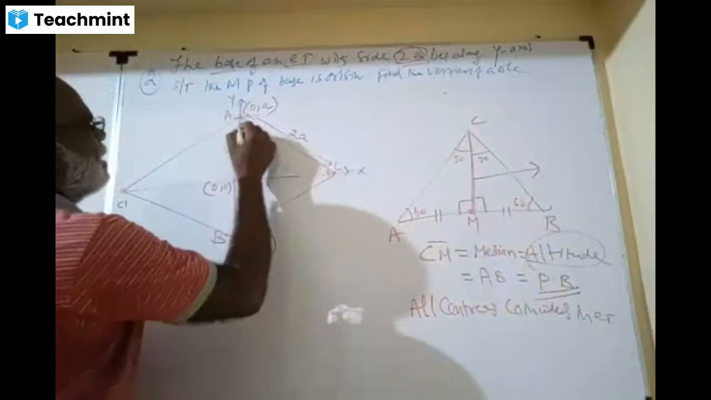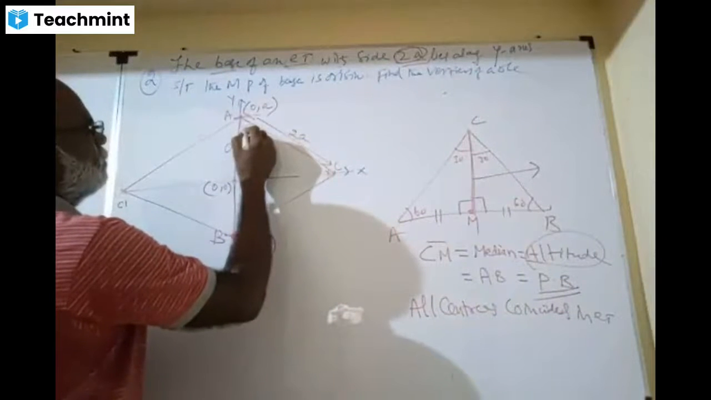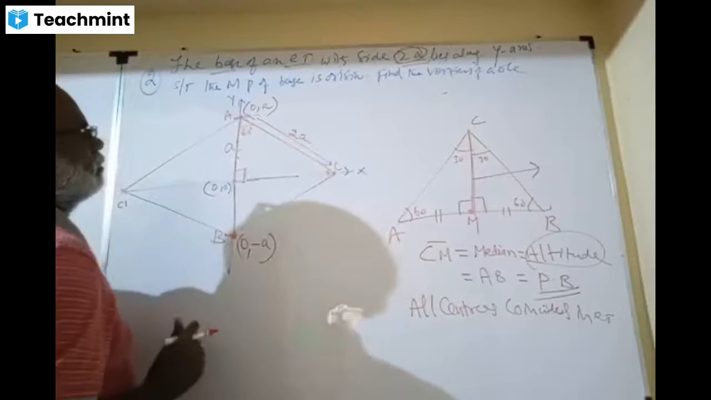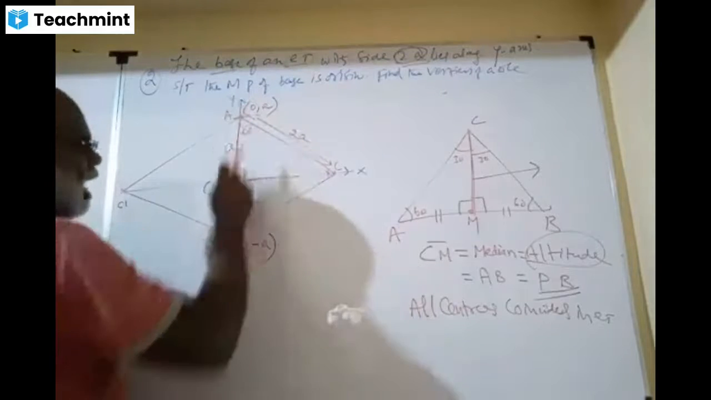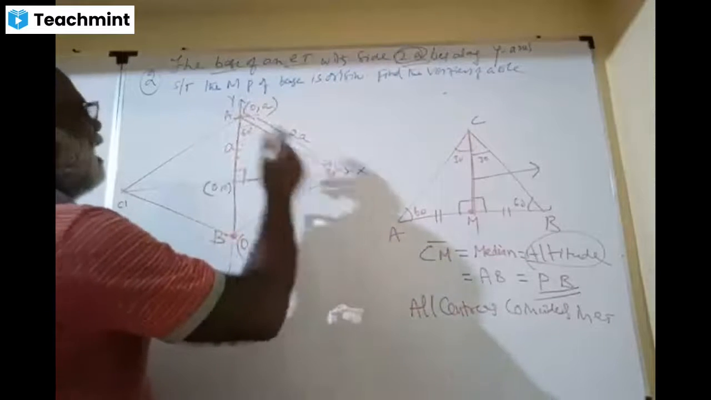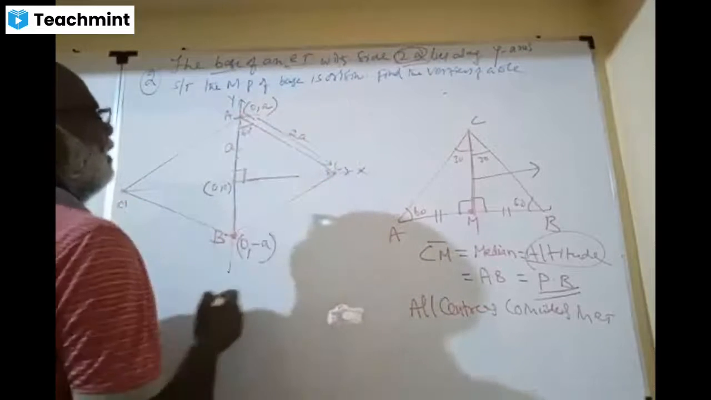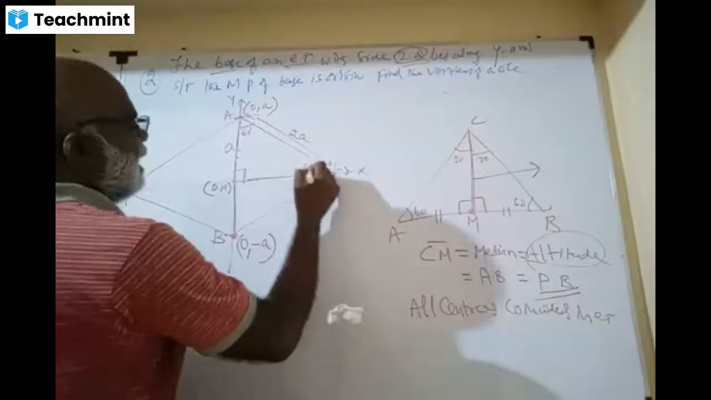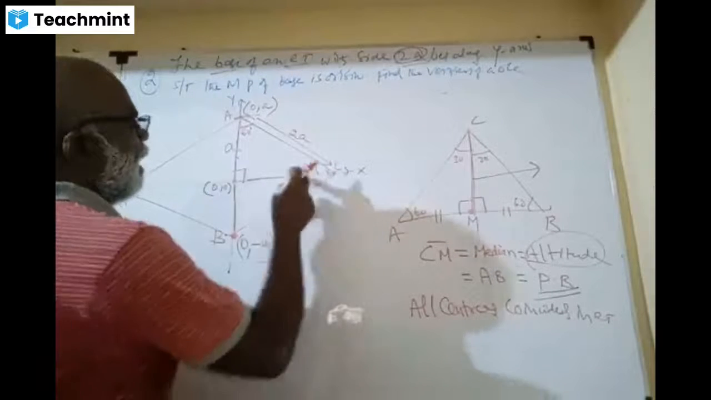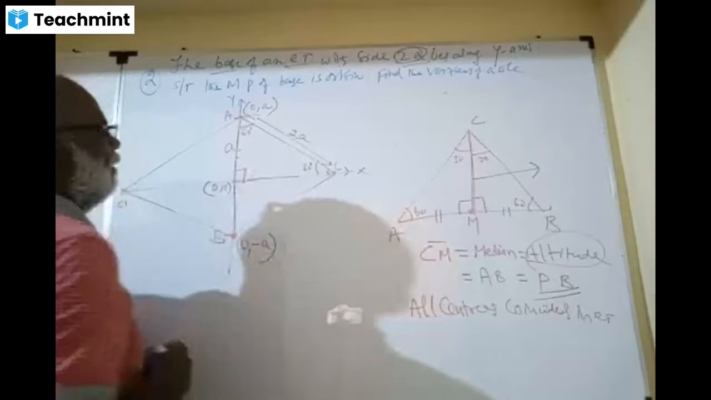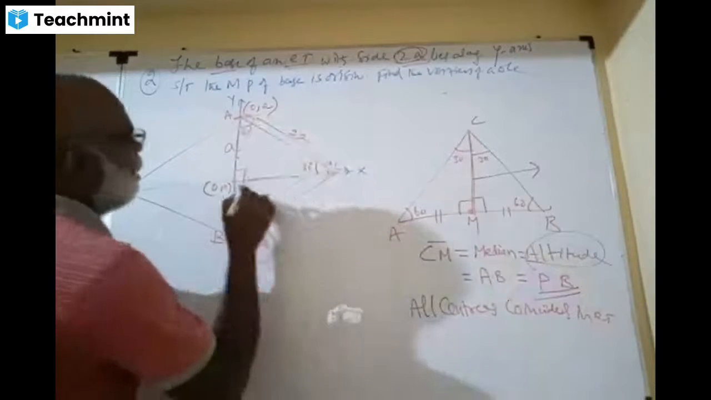Can you tell me what this angle is? This is the equilateral triangle ABC, and this angle is 60 degrees. This is 30 degrees, yes, since the angle bisector is drawn, okay? Can you tell me now?